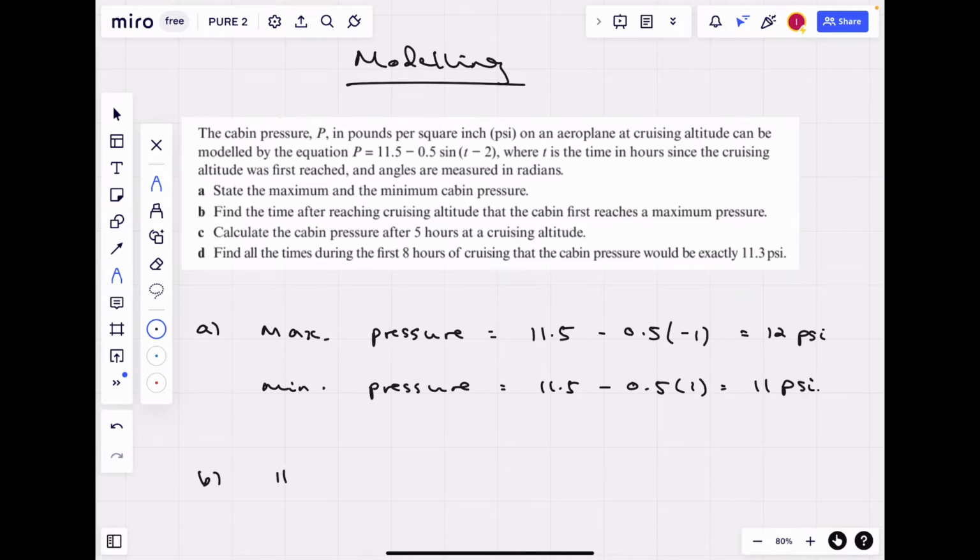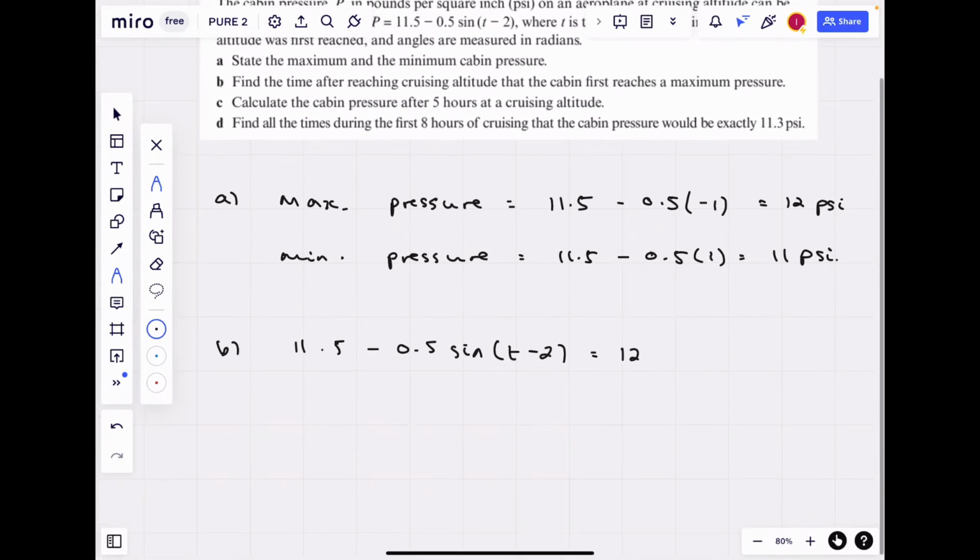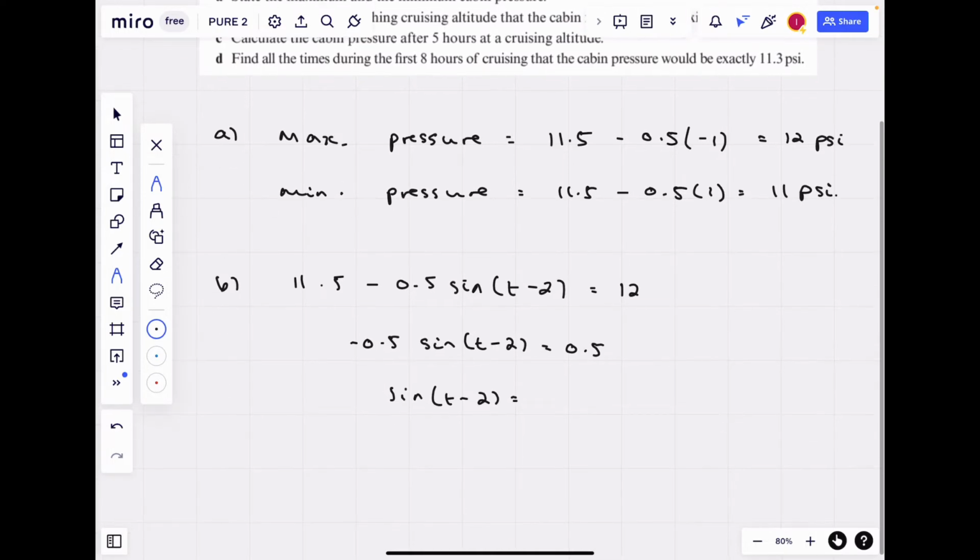So it first reaches maximum pressure when it equals 12. And now it's just a matter of solving. So minus 0.5 sine(t minus 2) equals 0.5. So t minus 2 is equal to 0.5 divided by minus 0.5, which is minus 1. And now t minus 2 is going to be equal to the inverse sine of -1. So minus pi over 2.